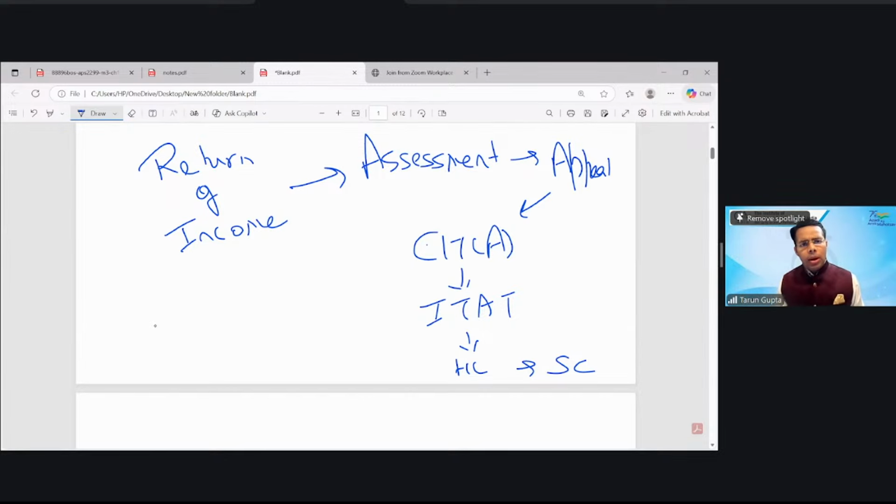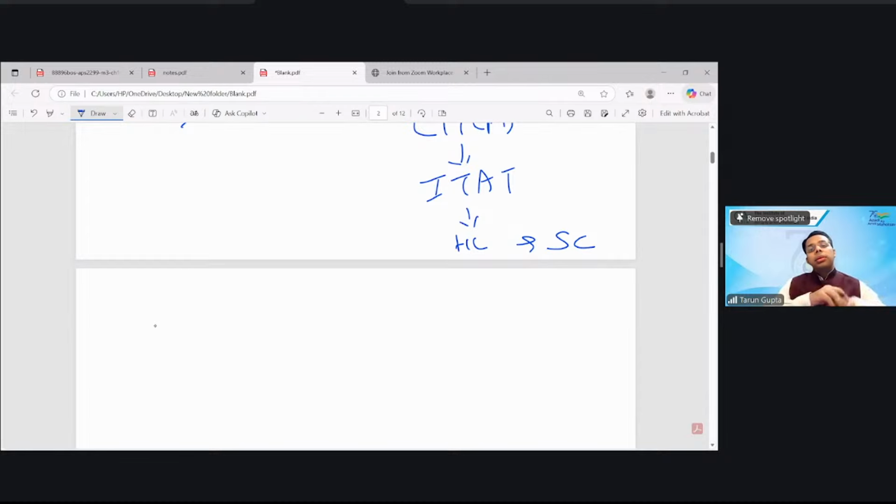Okay. We know that there is a time limit by which the AO, the assessing officer, can complete the assessment procedure. We studied this in the last class as well. So generally it is 12 months from the end of the relevant assessment year in case of scrutiny assessment and best judgment assessment. Okay. But my dear students, is there any time limit for the Commissioner appeal to pass its order to dispose of the appeal?